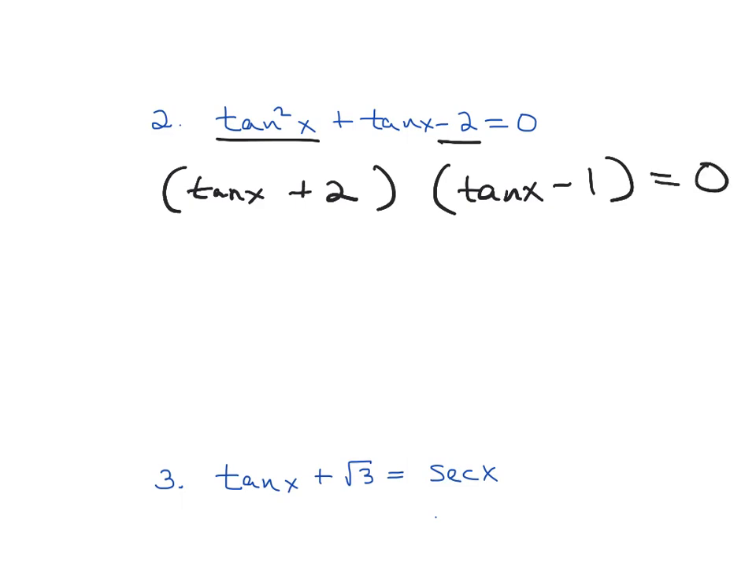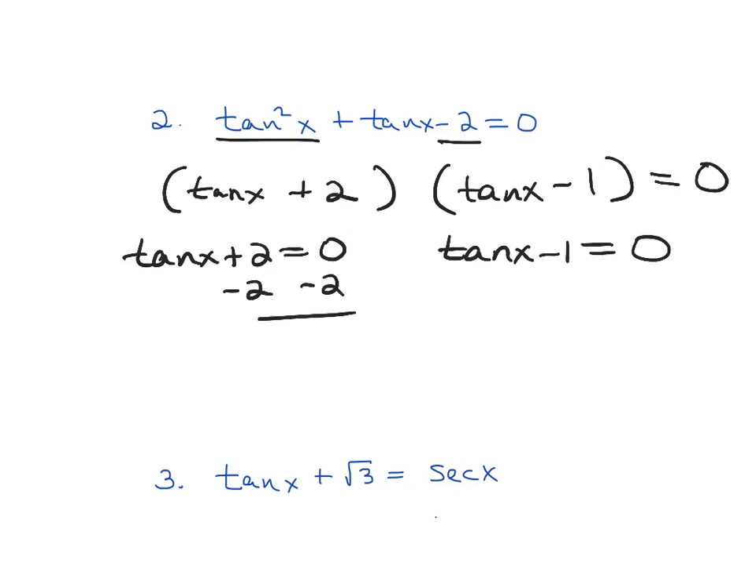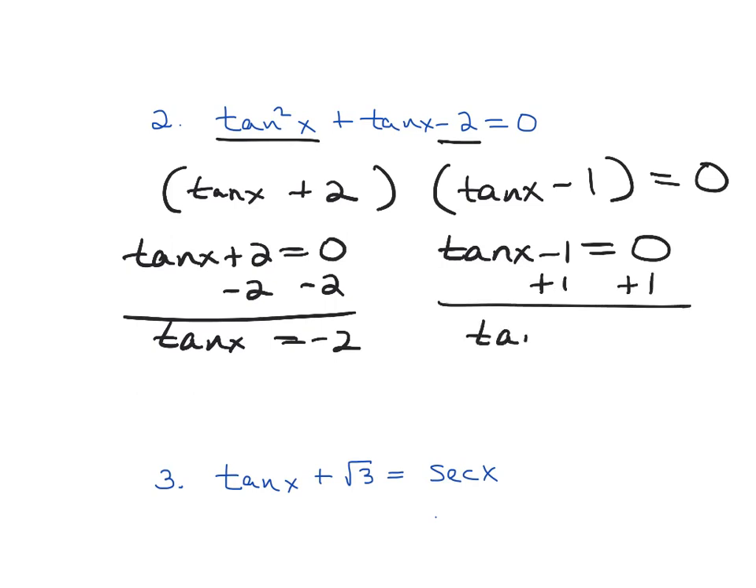Once I have the two factors, the two binomials, you set them equal to 0. And now solve them. Subtract 2, tan x equals -2, add 1, tangent of x equals 1. Now, the tangent x equaling -2, this we cannot find on the unit circle.